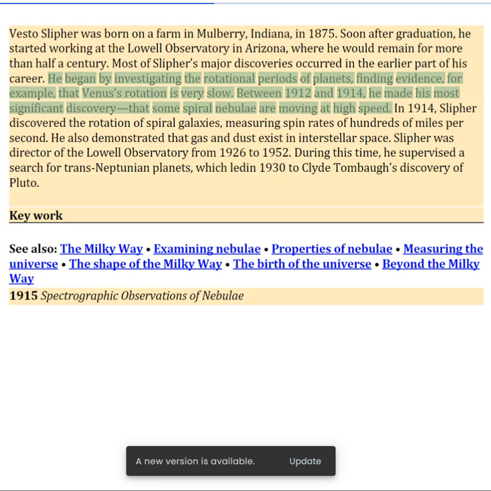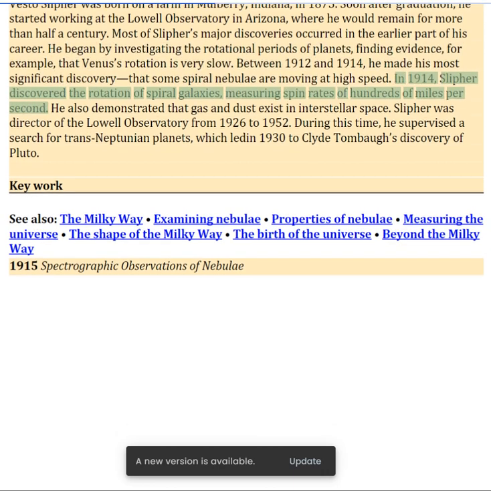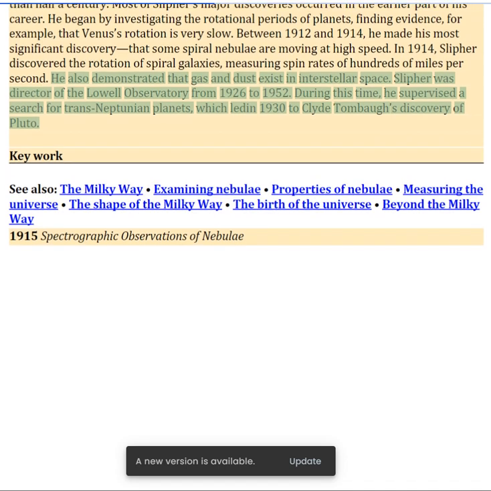Between 1912 and 1914, he made his most significant discovery, that some spiral nebulae are moving at high speed. In 1914, Slipher discovered the rotation of spiral galaxies, measuring spin rates of hundreds of miles per second. He also demonstrated that gas and dust exist in interstellar space. Slipher was director of the Lowell Observatory from 1926 to 1952. During this time, he supervised a search for trans-Neptunian planets, which led in 1930 to Clyde Tombaugh's discovery of Pluto.